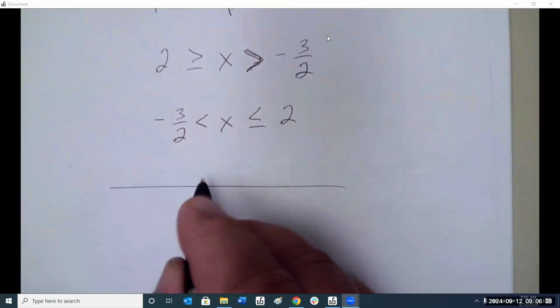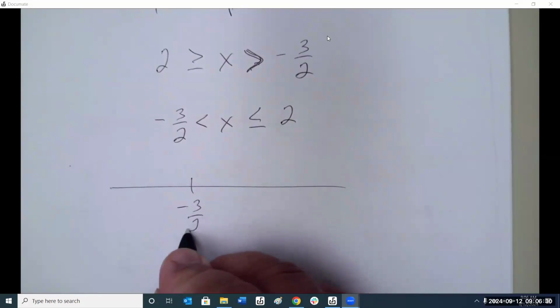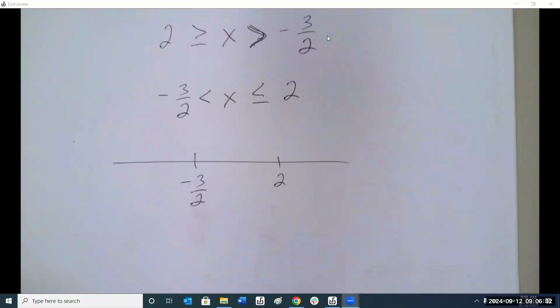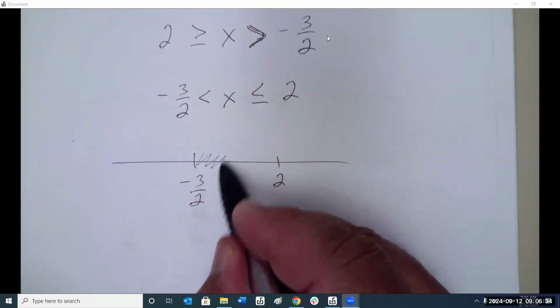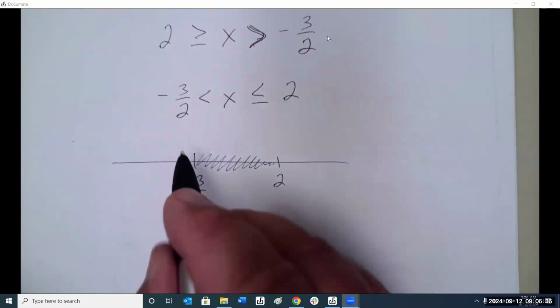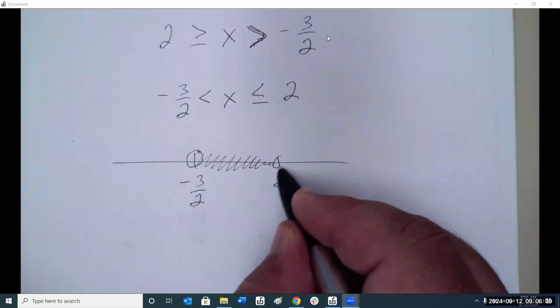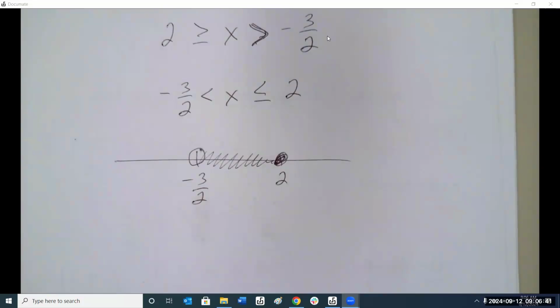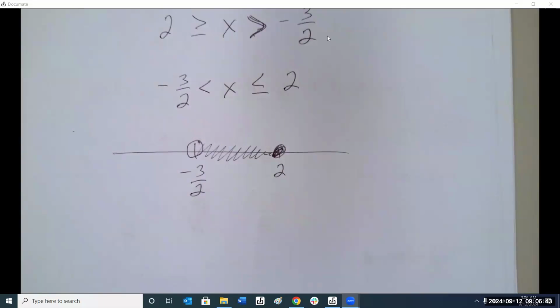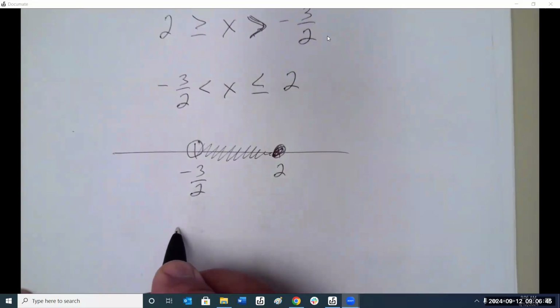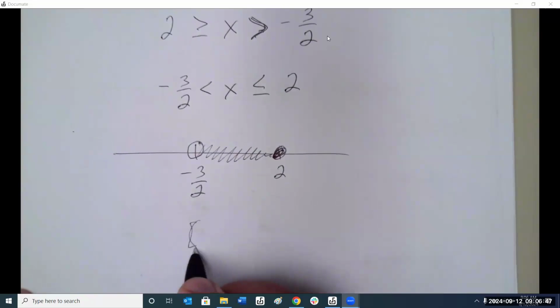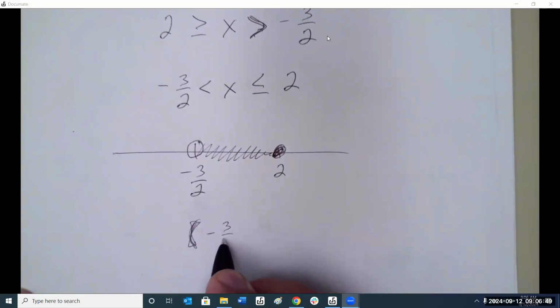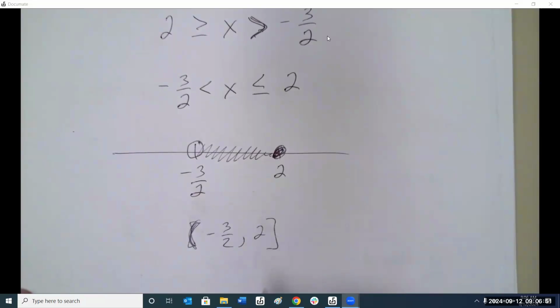So how would we graph this one? We have -3/2 to 2. X is between there. And I click that. So our interval notation would be parenthesis -3/2, comma 2 bracket.